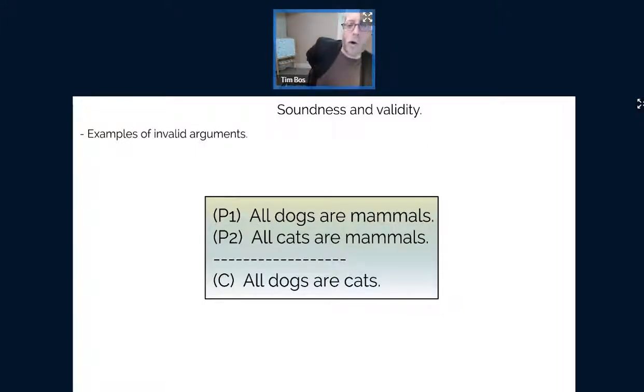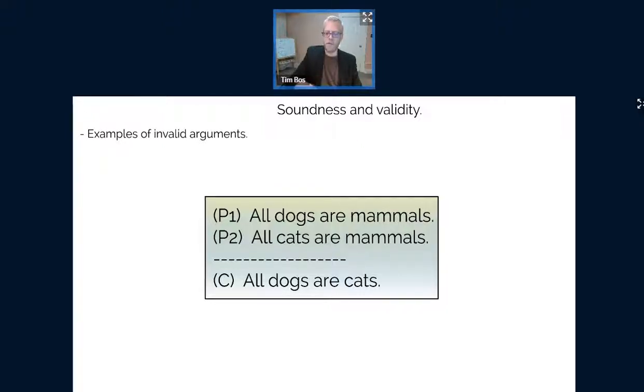And hopefully you can see that it's not just because we're talking about dogs and cats and mammals. Whatever you substitute for those terms, this argument will never be valid. You might accidentally end up with a true conclusion following this format, but you wouldn't be able to know that the conclusion is true based on the argument, because this argument format never works. It's never a valid argument. So whenever you go, all P are Q, all R are Q, therefore all P are R, it'll never work. Or just use the letters in there.